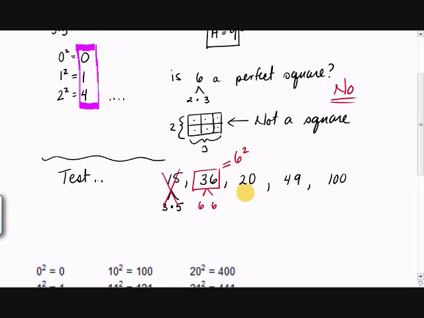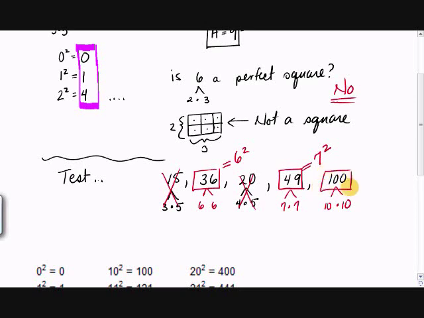Alright, cool. What about 20? 20 is 4 times 5. Well, 4 times 5, that's not a perfect square, that's a rectangle. So again, that's not going to work. And what about 49? 49, aha, 7 times 7. So yeah, this is a perfect square because a 7 by 7 would be a perfect square, not a rectangle. And 7 squared is 49. It's the answer to what you get when you square an integer. And the same with 100. It's going to be 10 times 10.